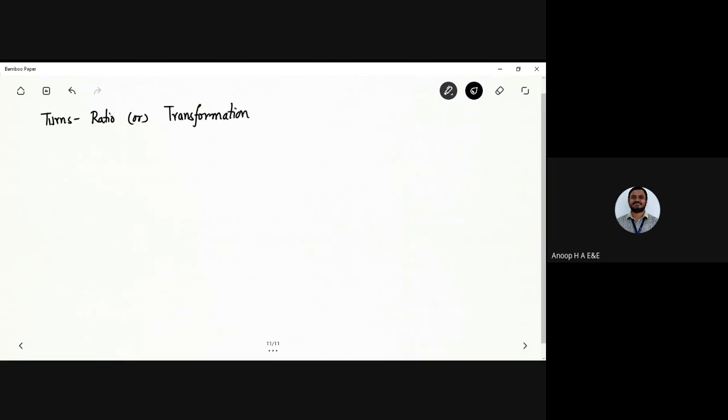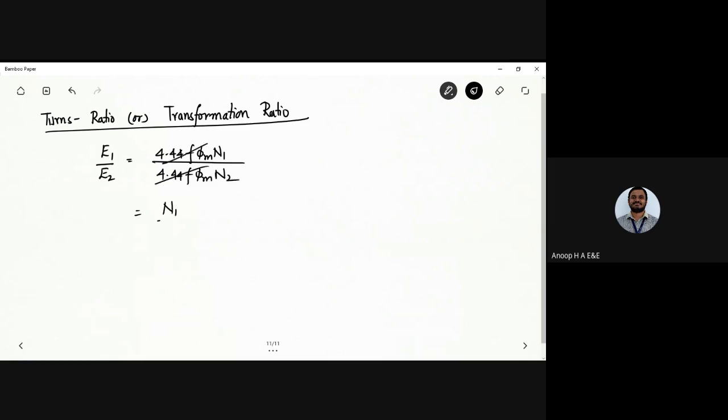In other words, we call it the transformation ratio. Now, how do I find this transformation ratio? We know that E1 by E2 is 4.44 into F into phi m into N1 divided by 4.44 into F into phi m into N2. The common factors get cancelled, and I get N1 divided by N2. That would be E1 divided by E2, or I can write it as E2 divided by E1, which is equal to N2 divided by N1.